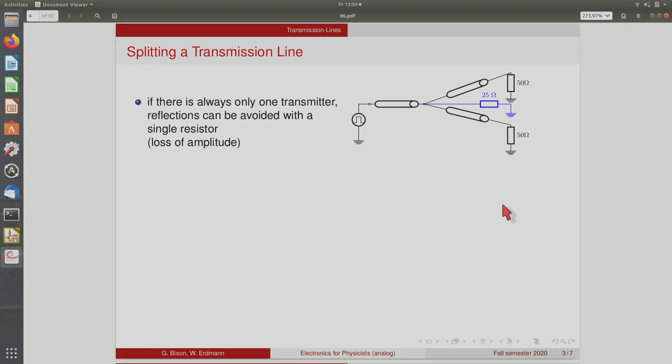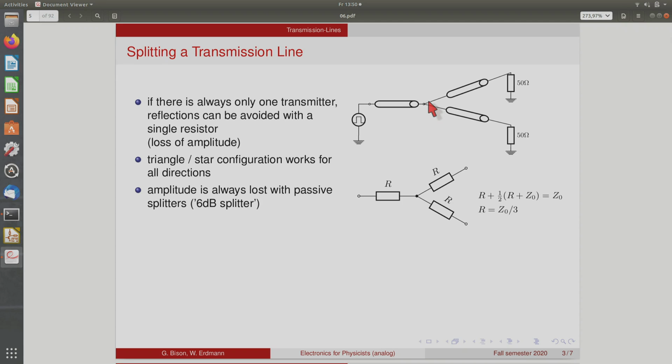If in your system you only have one single transmitter at any time, you can actually fix this by adding a single resistor in series with the two, right? So this is not what is shown here, but if you put a resistor between this cable and the point where you split, then the sum of the 25 ohm resistor that you put in and the two parallel resistors will look like an exact termination. So there will be no reflection here, but you will see a reduced amplitude on the other two.